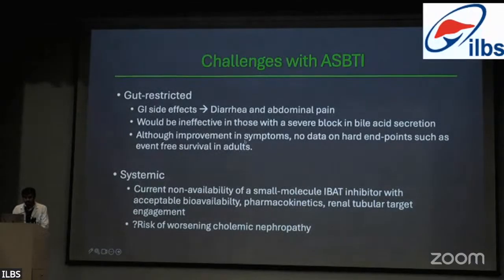So the challenges with ASBT include that the predominant molecules that we have are gut restricted, and most of them develop GI side effects such as diarrhea and abdominal pain. And these would be ineffective in those with a severe block in bile acid secretion, since none of it would reach the ileum. And although these drugs show an improvement in symptoms, again there is no data on hard clinical endpoints such as event-free survival. Systemic ASBT inhibitors are currently unavailable, and a small molecule IBAT inhibitor with acceptable bioavailability, pharmacokinetics, and renal tubular target engagement is yet to be discovered.